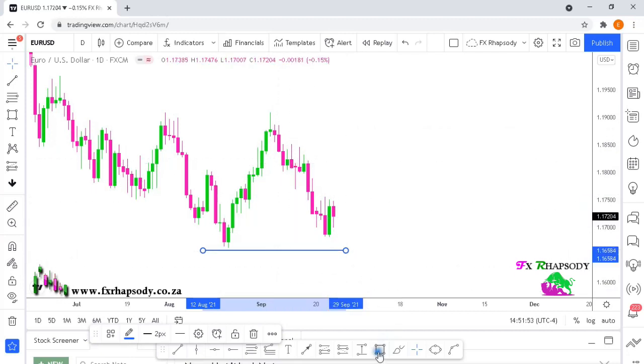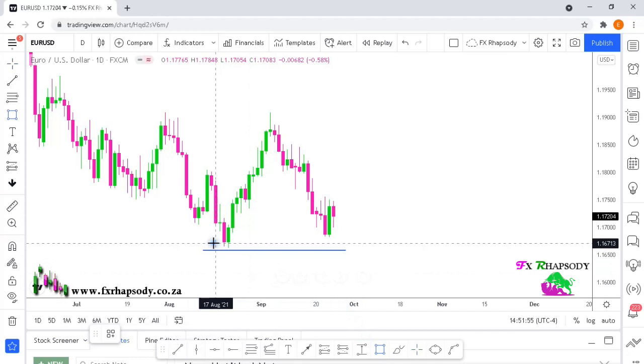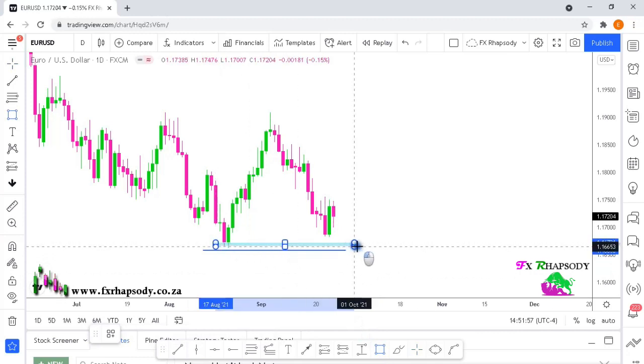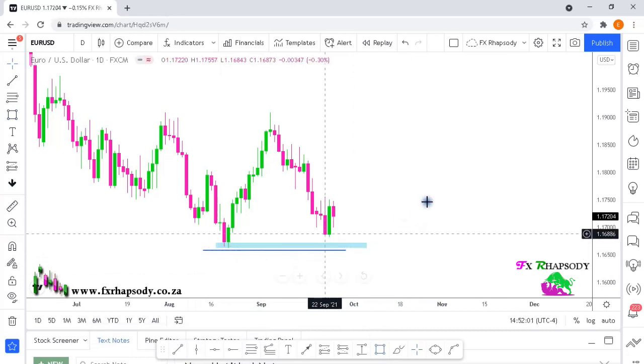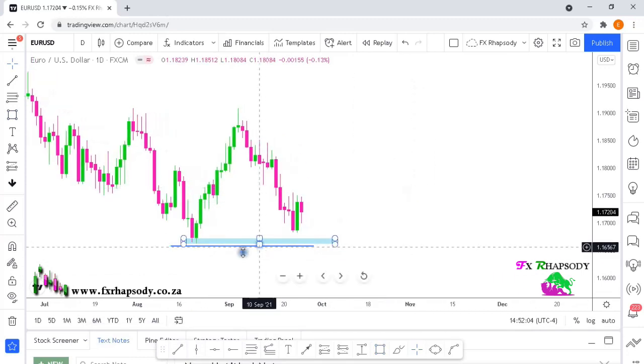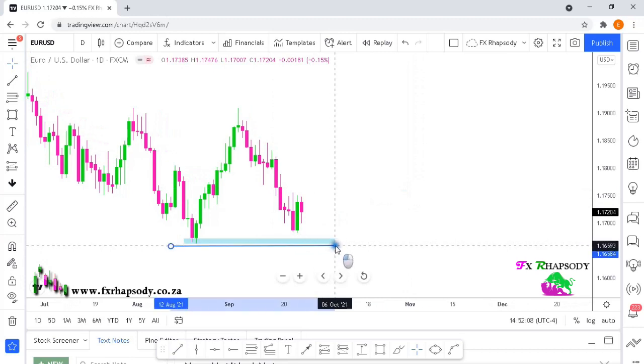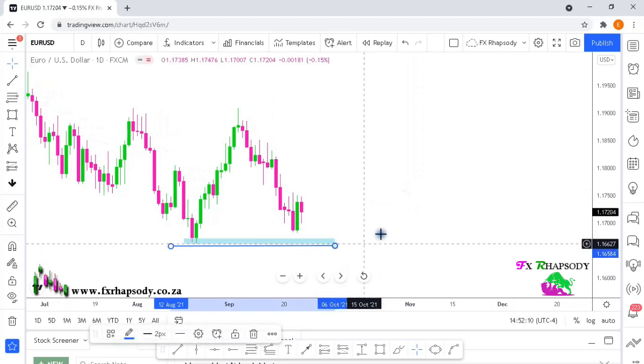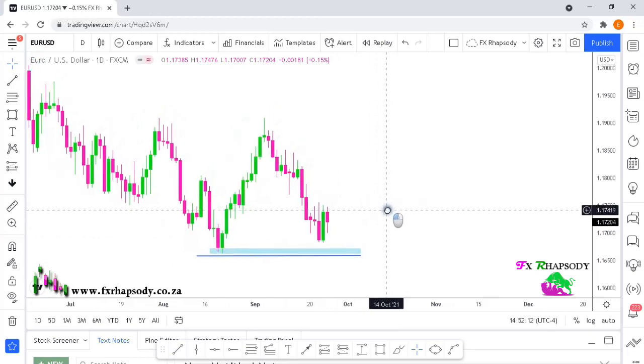So just want to highlight a couple of areas. Obviously we're waiting for this support area to be broken, where there's some liquidity that's lying at the bottom there. And then also, excuse me, let me just expand this a little bit. So like we saw on the weekly, we would like to see price going down to the downside.